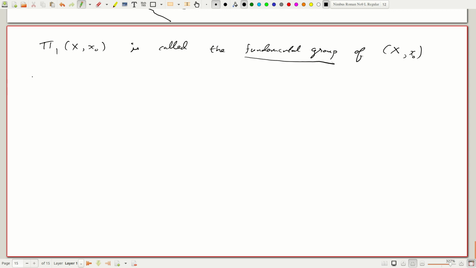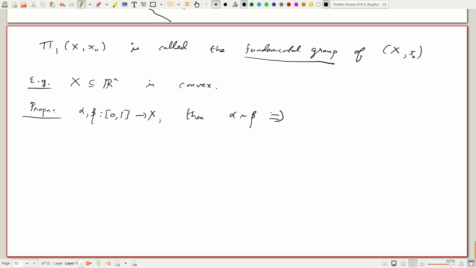So let me just take one quick example. Suppose X contained in, let's say, R^n is convex. Then we have the following proposition. Suppose alpha, beta are paths from [0,1] to X. Then alpha is homotopic to beta if and only if the endpoints coincide: alpha of 0 equals beta of 0 and alpha of 1 equals beta of 1. So, proof: first of all, one way is true for all spaces.